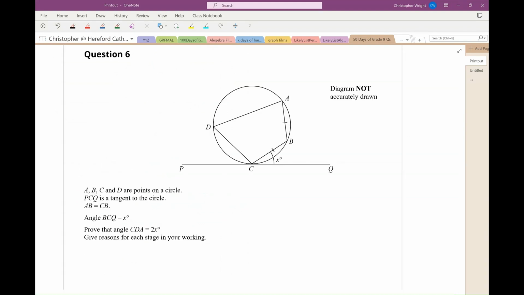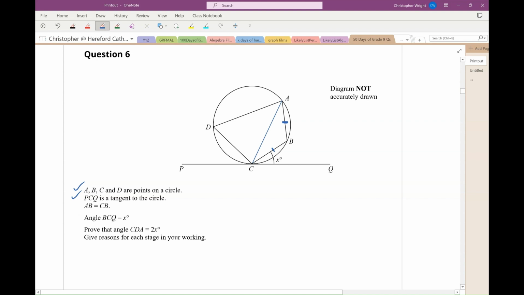Question 6. Now, looking at the diagram here, I think we're going to be dealing with circle theorems. Okay, we're told that A, B, C, and D are points on the circle. That's how it's drawn. We've got a tangent to the circle. And look at that, we've got AB equaling CB. So we've got the makings of an isosceles triangle there, haven't we? Okay, let's draw this point here. Now I've drawn that, I can see we might be dealing with the alternate segment theorem as well.